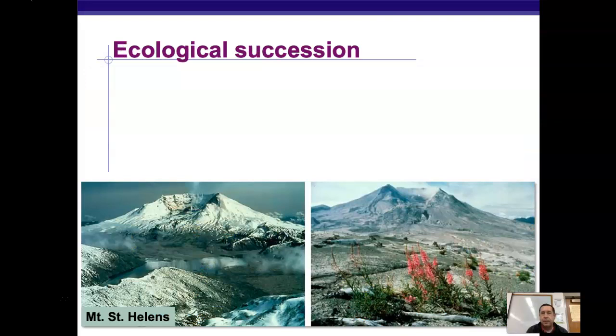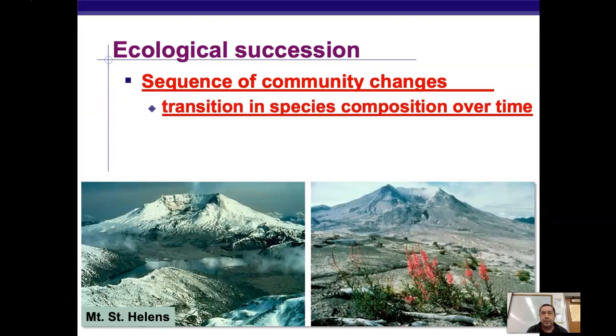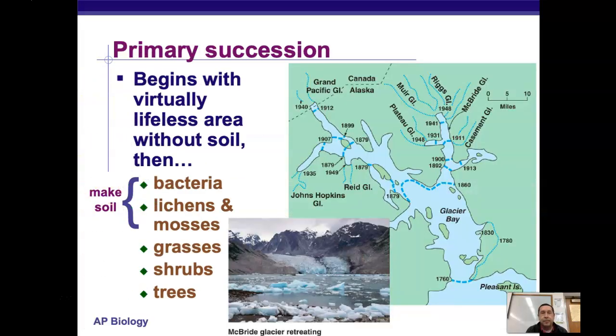And that brings us to ecological succession. Community changes over time in an area. There's a transition in species composition over time. This is years or even decades in the process. Most often today, ecological succession happens after there's been some kind of disturbance in the environment, like a volcanic eruption spewing lots of ash and kind of creating a new environment.